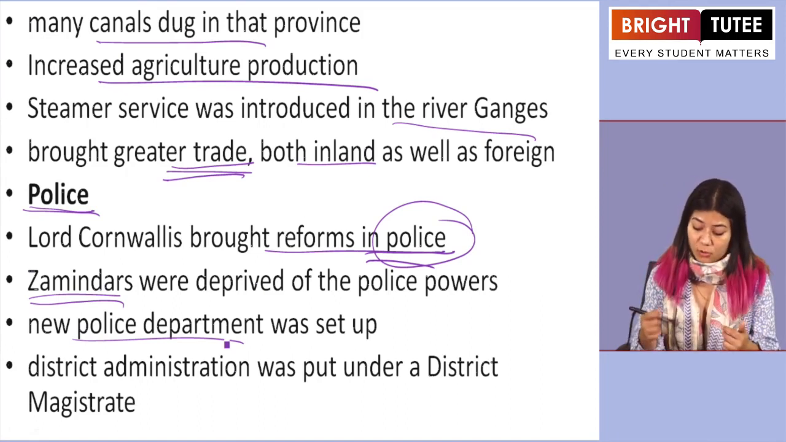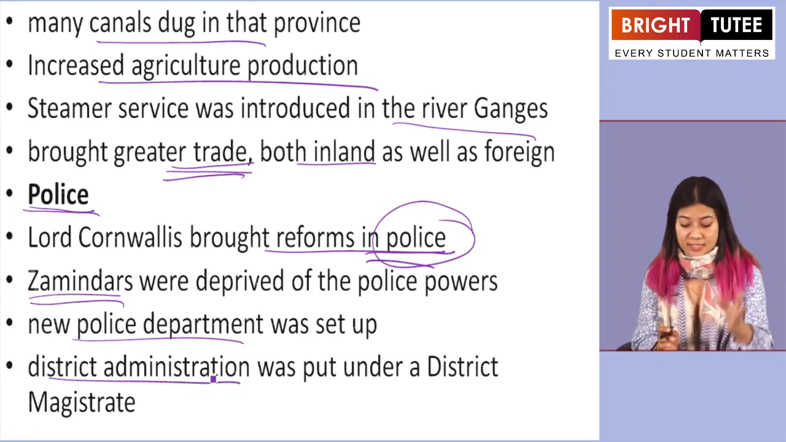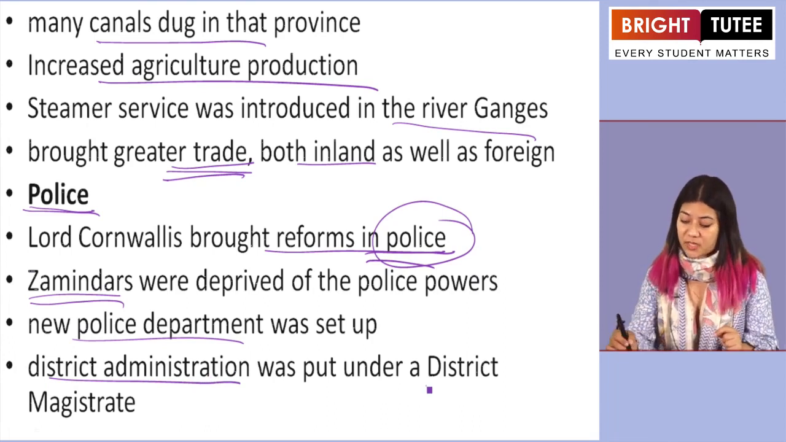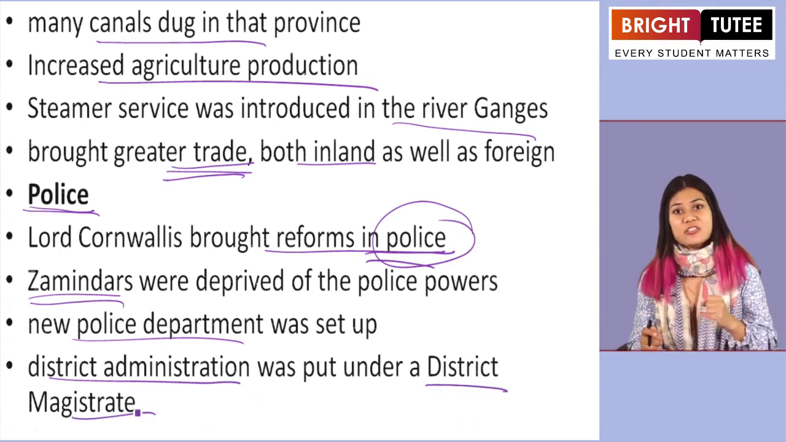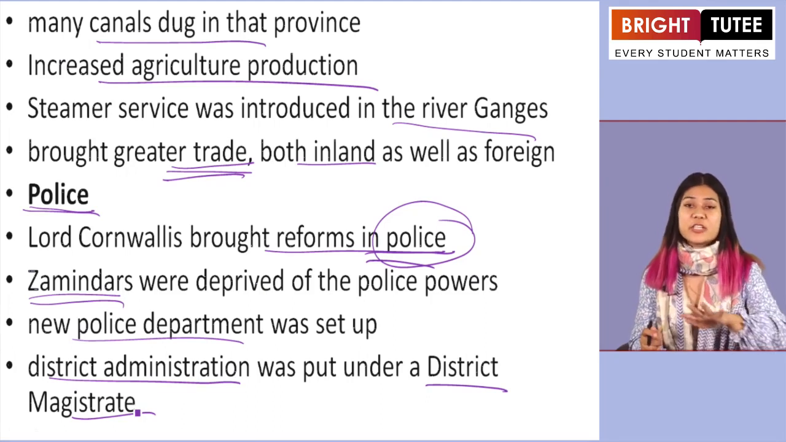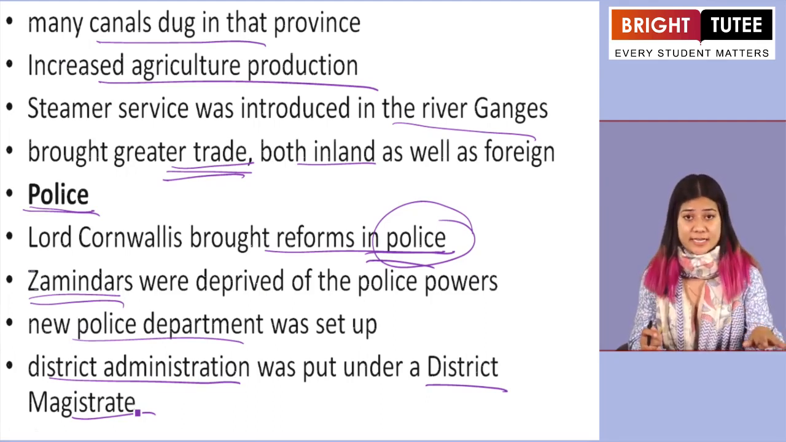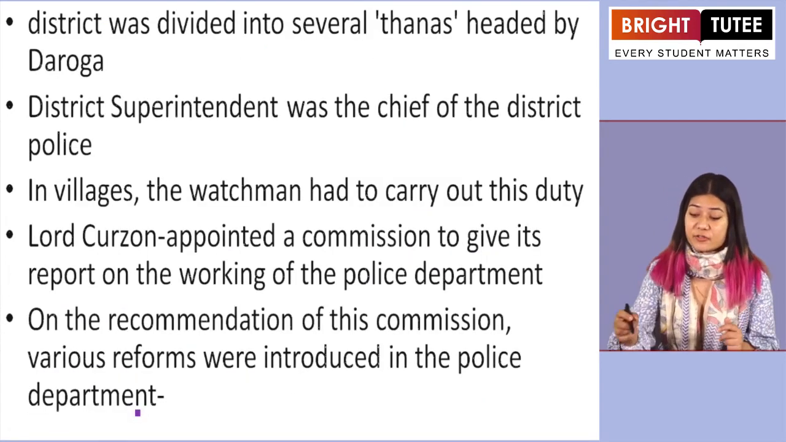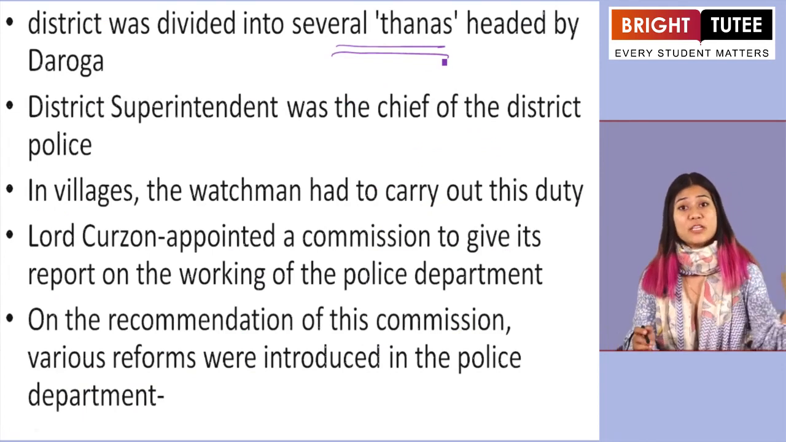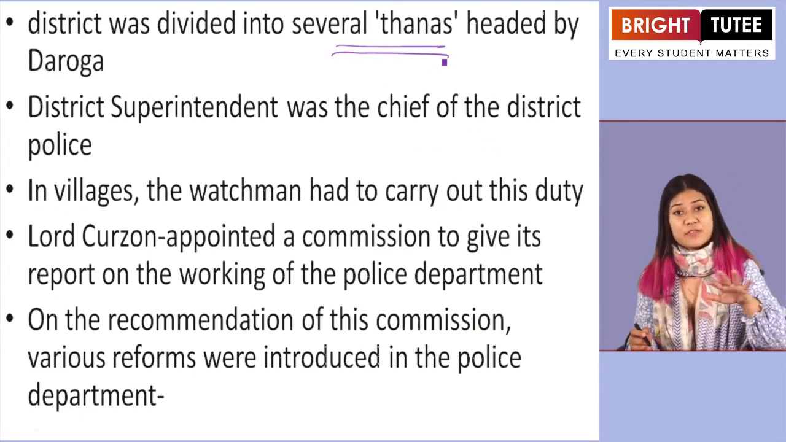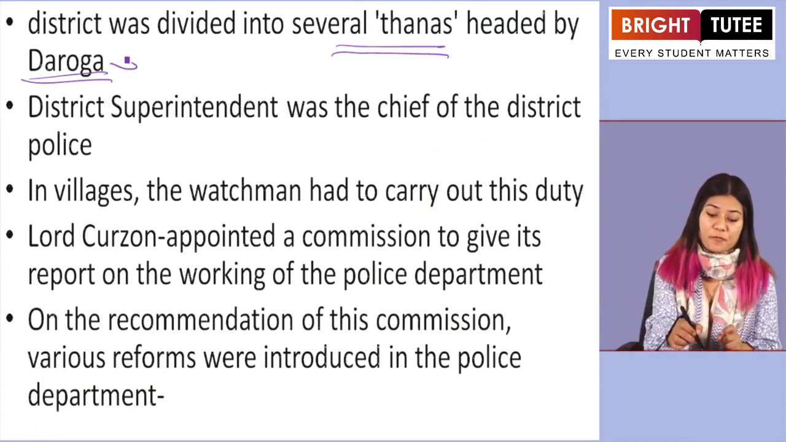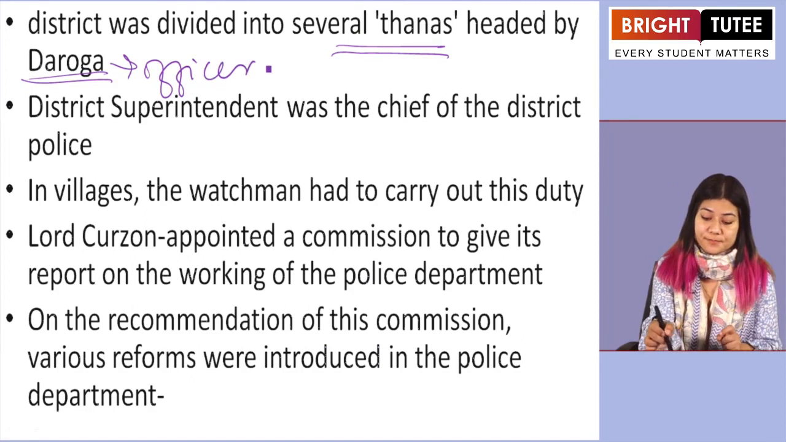Lord Cornwallis also set up a district administration, and this district administration was under one person who was the district magistrate. So the district magistrate was the head of the district administration of a state or province. The district was divided into several thanas, like how we have a police thana, right? And each thana was headed by a daroga, an official, an officer.